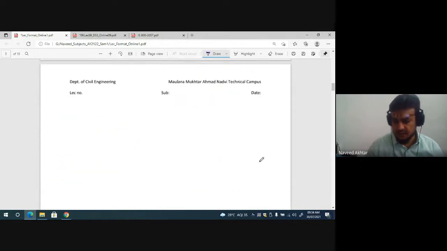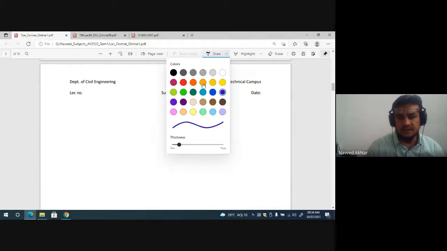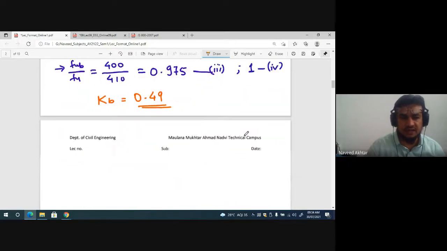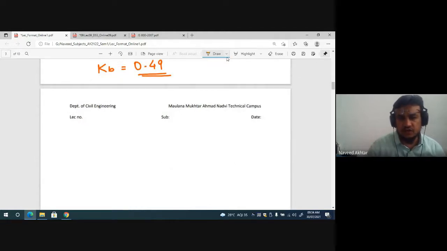Now here, what is the value of t? You know the plate is connected with two cover plates. Here you can see this 6 mm, 6 plus 6 is 12 mm, and the one main plate is 8 mm. So which one is minimum, 12 or 8? Definitely 8 is minimum. So t is nothing but 8 mm. If there was a single cover plate, what would be the value of t? It would be 6 mm, because 8 is larger and 6 is less.